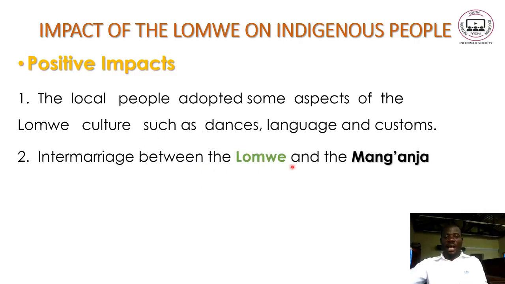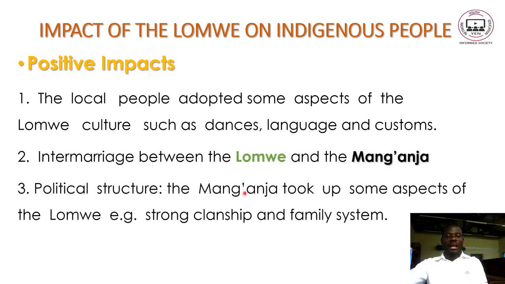Intermarriages between the Lomwe and the Manganja were also encouraged there. And political structure, the Manganja took up some aspects of Lomwe, that is strong clanship and family system. So we see that the Manganja were just living an uncivilized, we can say, life. So when the Lomwe came in, it was like they brought in some impact on the Manganja to say, we need to be in a group. We need to be strong enough and do our things together. So they copied the Lomwe.